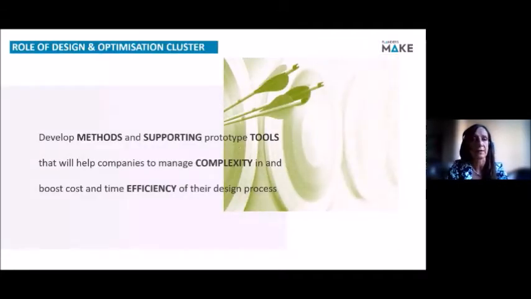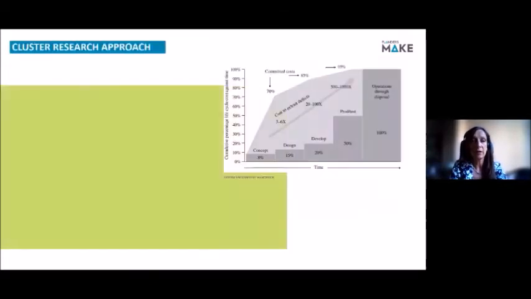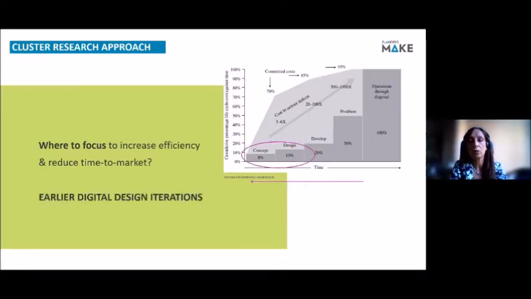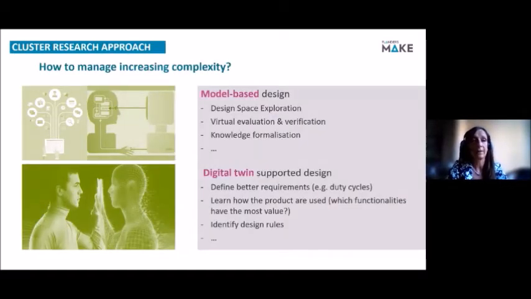That's the reason why within Flanders Make, in the cluster of design and optimization, we focus on developing methods and supporting tools to support the designer and the company in managing such complexity in a time- and cost-efficient way by making the right choices. Just briefly, two things I would like to mention. To increase efficiency, we focus on the early design phases, because the decisions taken in these phases determine the larger part of the cost of a product. And also because design changes and iterations later in your design process are of course much more costly.